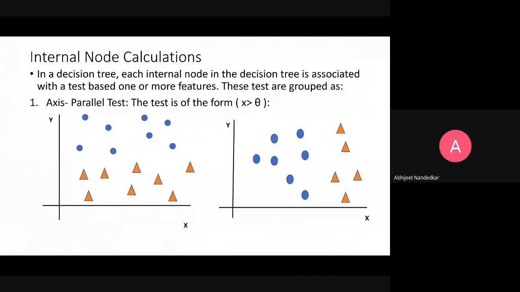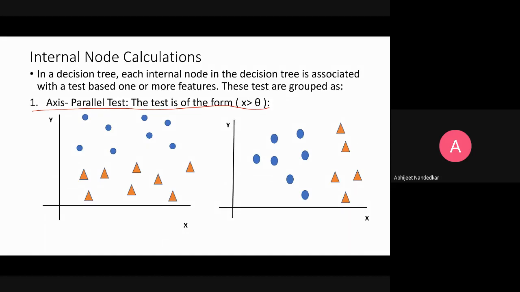So how do I do the internal node calculation, or what is to be tested at the internal node? In a decision tree, each internal node is associated with a test based on one or more features. But these tests are grouped as axis parallel tests. That is, the test is of the form x greater than some threshold, or greater than or equal to some threshold.